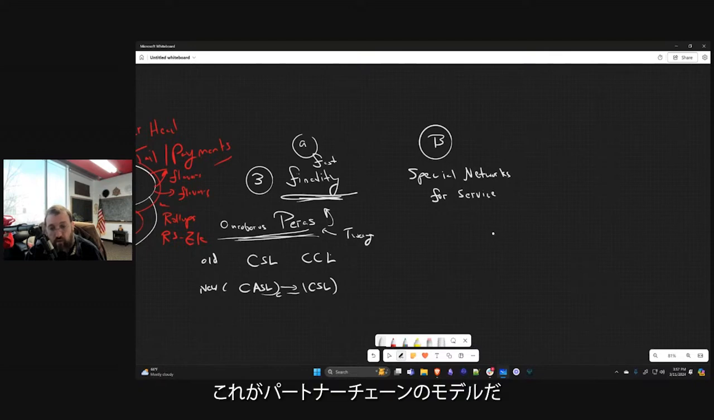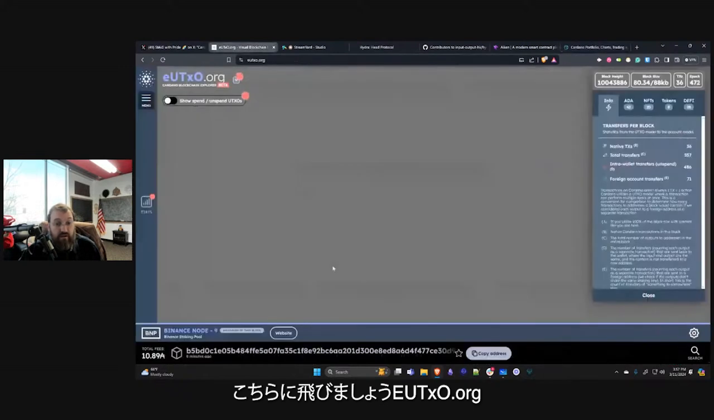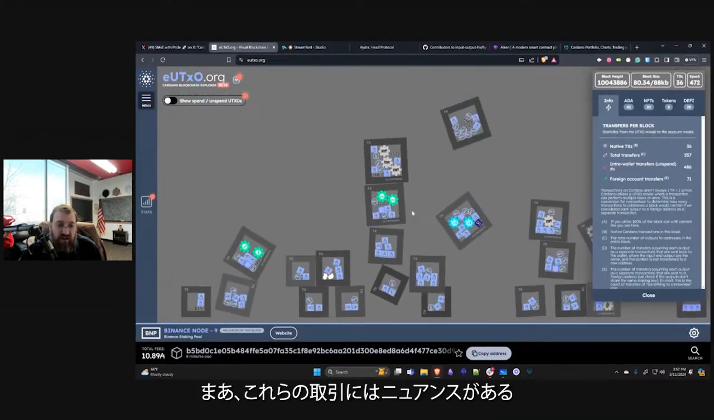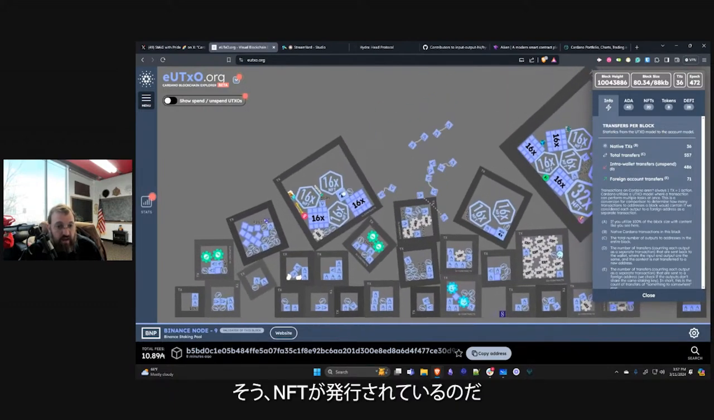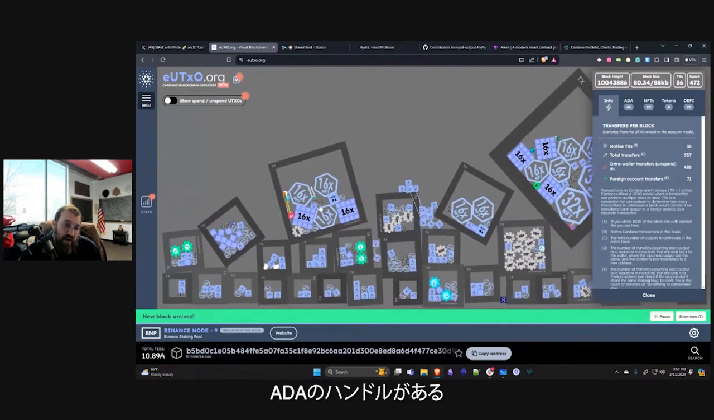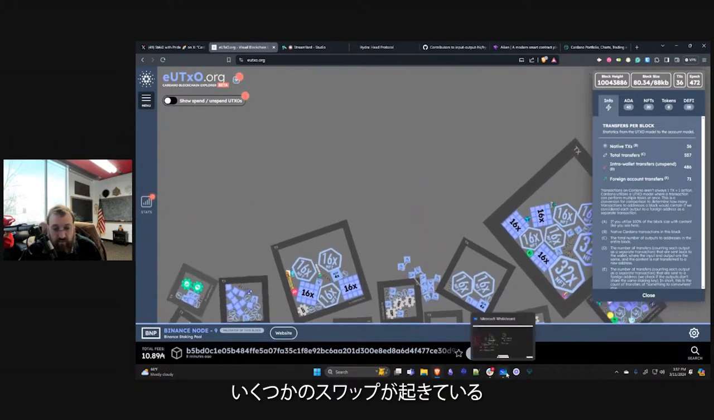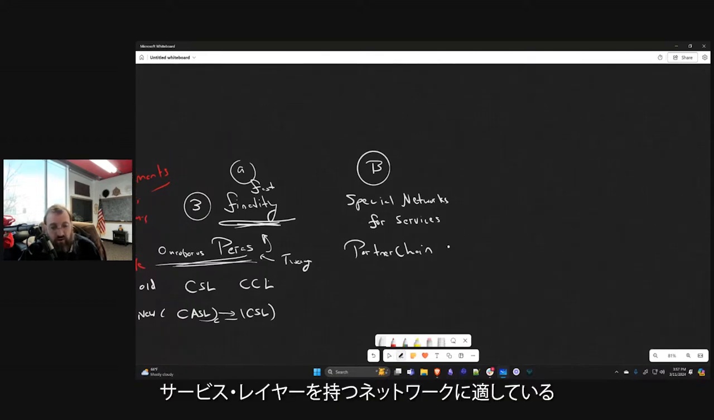And this is the whole partner chains model. So when you take a look at what's happening here, you go over to extended UTXO, you see these blocks. These aren't just blocks, well, transactions. These are transactions that have nuances about them. So yeah, there's some NFTs being issued, and there's ADA handle, and there's scripts being issued, and these types of things. But if you pull these things out, some of the things that are happening, like right here's Wing Riders, for example, some swaps that are occurring, they would be better suited in a network with a service layer.